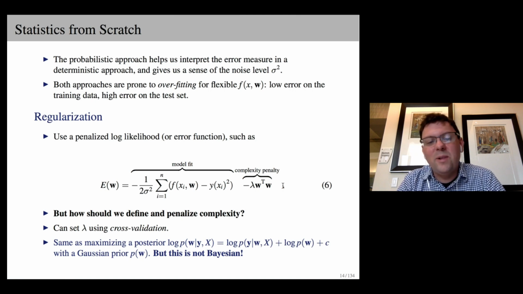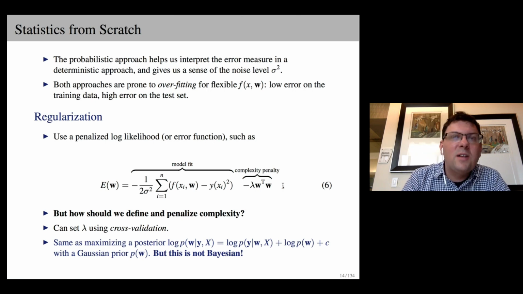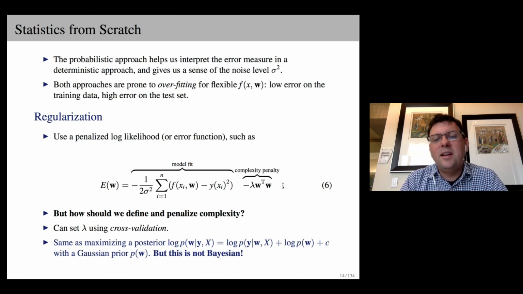We could use some kind of lambda parameter, maybe determined through cross-validation, but what would be our validation sets? And if we had several lambda parameters, then we'd have a curse of dimensionality in estimating those parameters. We can gain some interpretability by thinking about maximizing a log posterior, which would equal a log likelihood plus a log prior, and the log prior could be interpreted as a regularizer. But this really isn't a Bayesian approach.